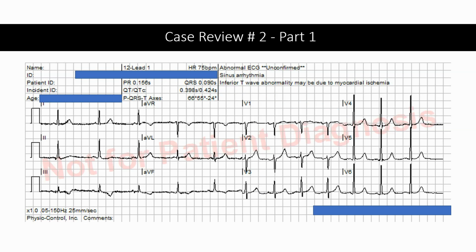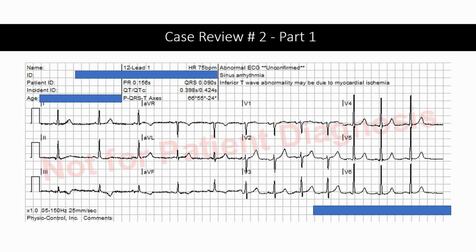This seems like a fairly normal EKG. The interesting thing about this patient was that they were having classic signs and symptoms of ACS. So nothing really stood out. Nothing really stands out on this EKG right away.